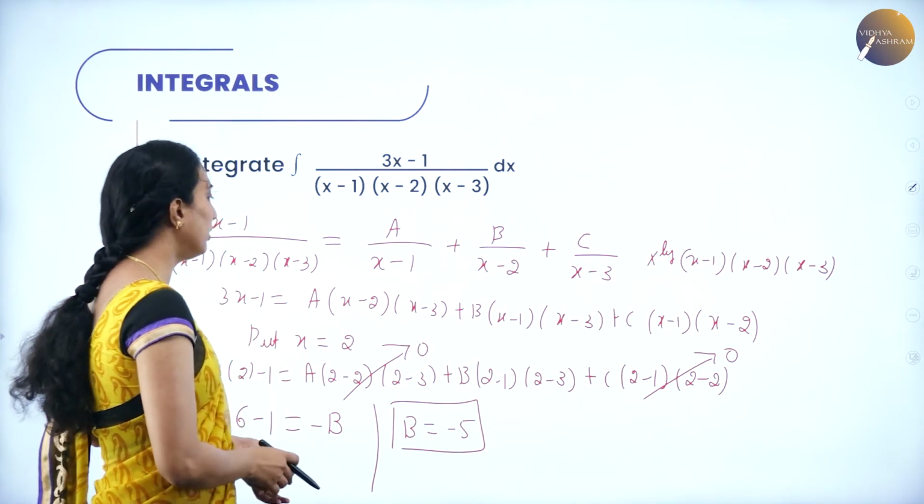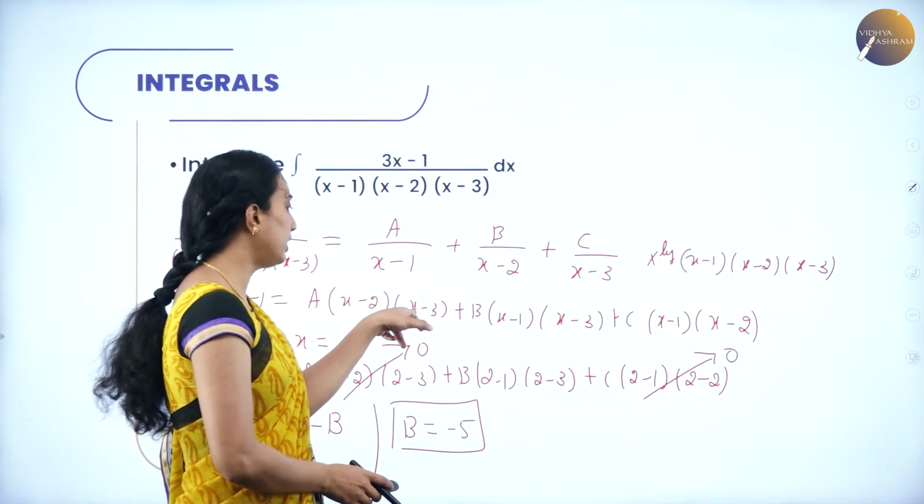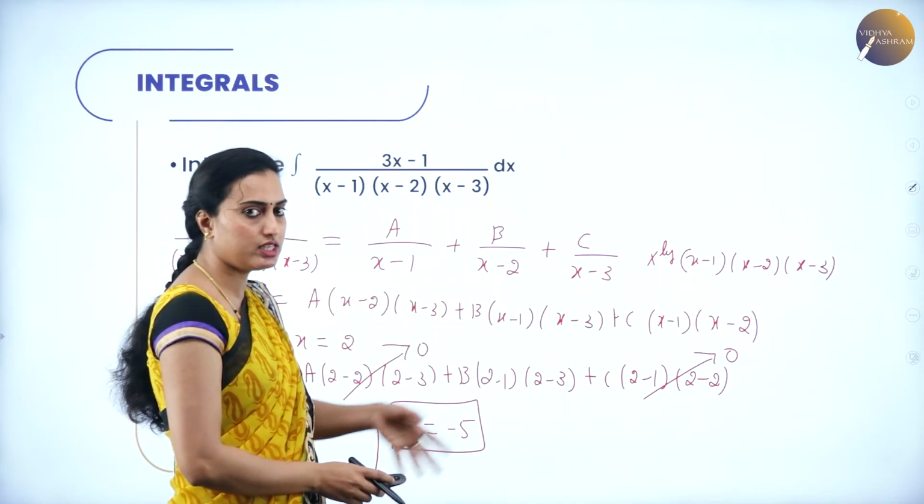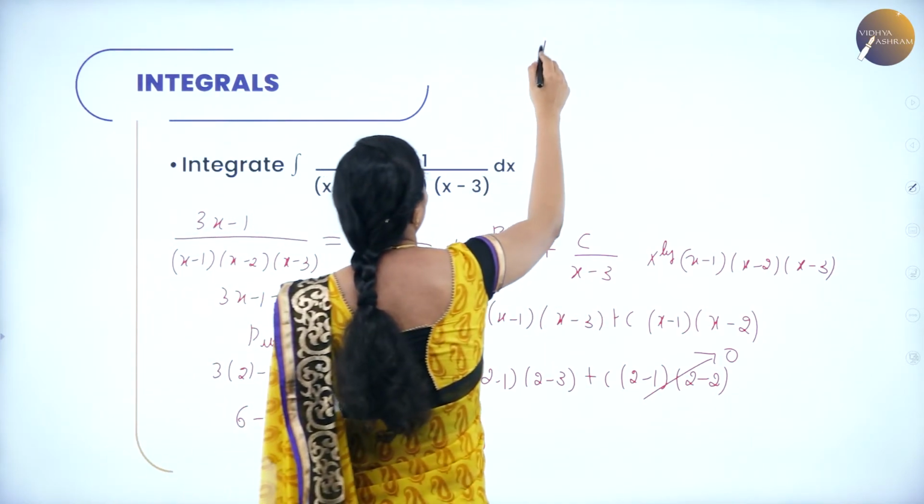Now substituting, which will get cancelled. See, if you substitute x equal to 3, b and a will get cancelled, c will be remaining. So you will be getting the c value. So put x is equal to 3.